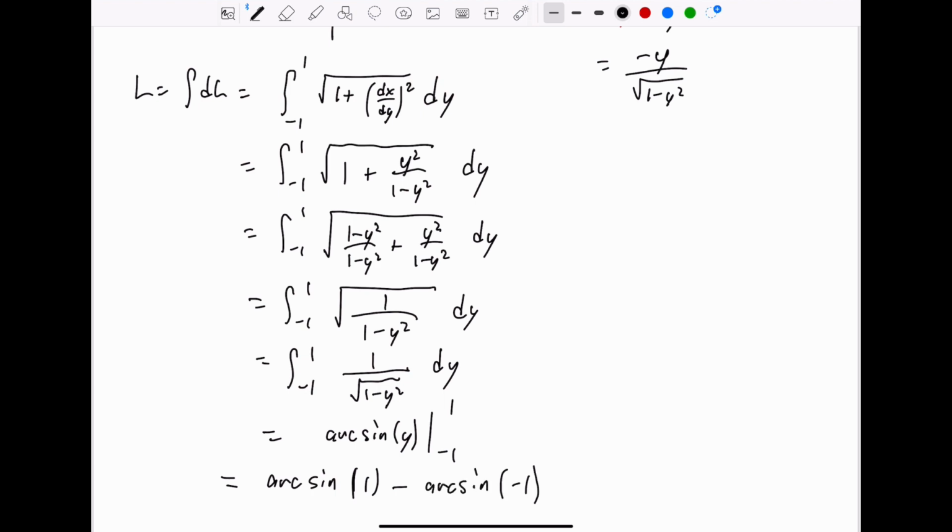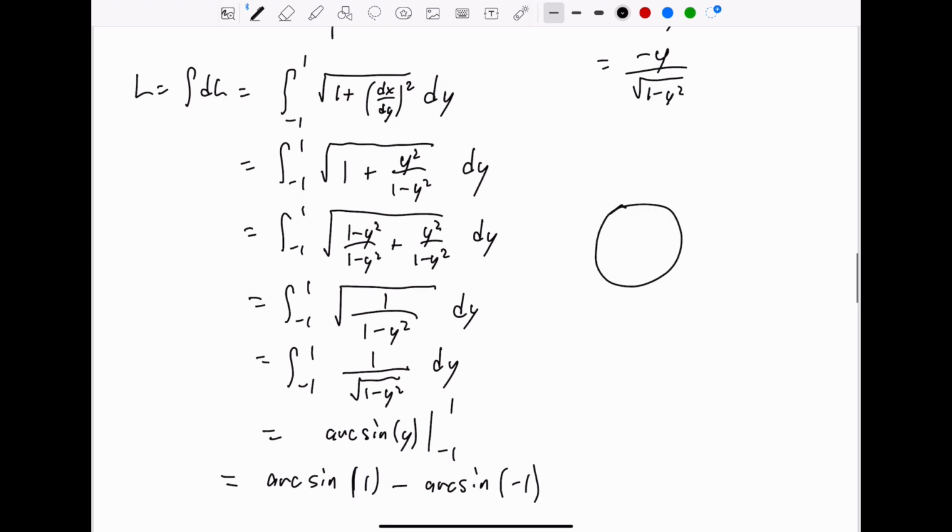Now, what is the arc sine of 1? Well, let's think about the unit circle here. And we want to know what is the angle that gives us a sine of 1. Well, the angle that gives us a sine of 1 would be this angle right here. This is pi over 2. That gives us a sine of 1. So sine of pi over 2 equals 1. This is exactly the same as saying that arc sine of 1 equals pi over 2.